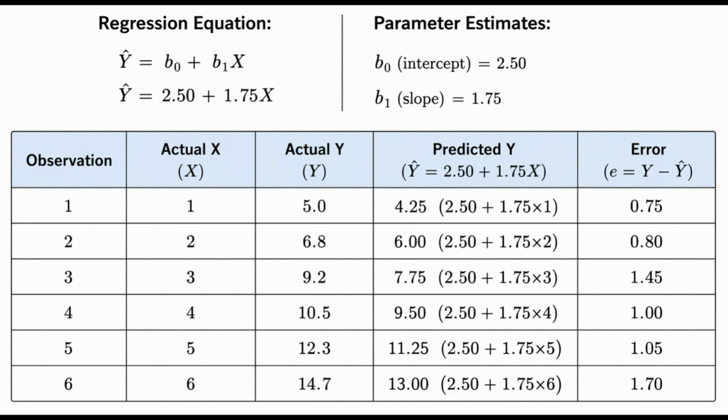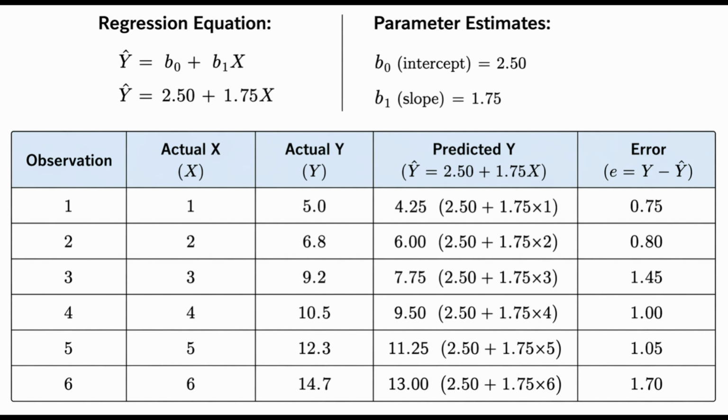Now look at the table. For each observation, we have the actual value of x and the actual value of y. Using our regression equation, we calculate the predicted value, which we call y hat. For example, when x is equal to 1, the predicted y is 4.25, but the actual y is 5. So the error, which is the difference between actual and predicted, is 0.75. This error term shown in the last column tells us how far off our prediction is from each observation.